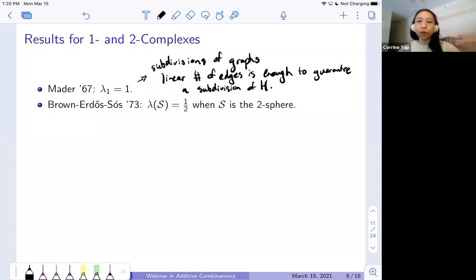And then the first result in terms of higher dimensions was this Brown, Erdős, and Sós result that determined the exponent specifically for the two-sphere. They showed that lambda of S is equal to 1/2. Let me say a little bit about this, since this is one of the points where I can mention relationships to additive combinatorics, because one of the bounds that Brown, Erdős, and Sós proved actually relied on some results within additive combinatorics. So let's look at the lower bound.